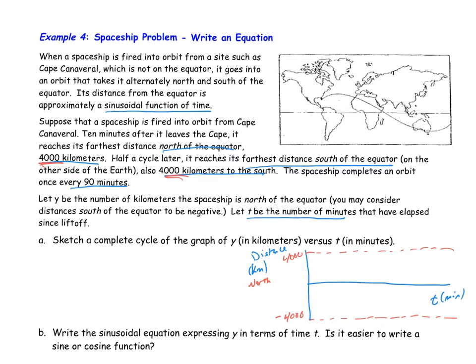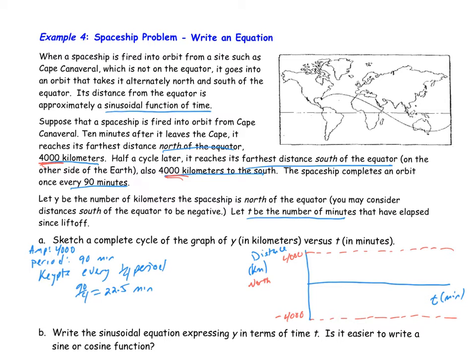So let's see what other information we're given. We're told that it completes an orbit every 90 minutes. So we know that the amplitude is 4,000, right? I already sketched the maximum and minimum. The period is 90 minutes. That's how long it takes to complete one orbit. So we're going to have key points every quarter period. So that'll be 90 over 4, or 22.5 minutes. That's going to help us set the scale for our x-axis.